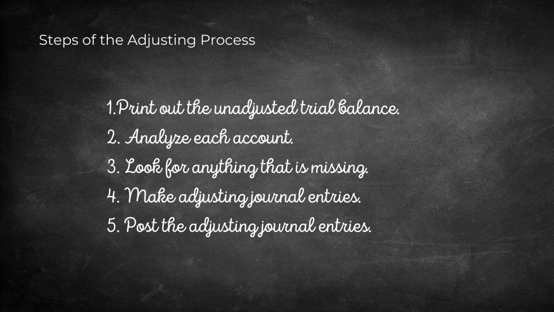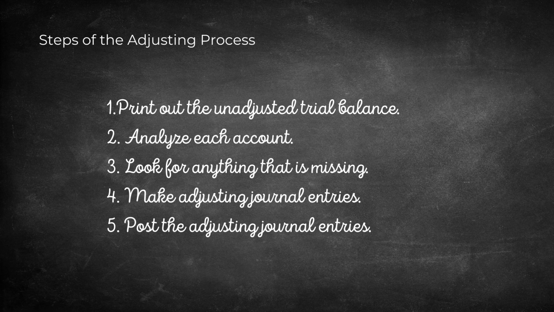Step 1, which is print out the unadjusted trial balance. So here, the unadjusted trial balance comes right out of your bookkeeping system. Debits will equal credits. Well, unless something is terribly wrong with your system. However, you have no idea if everything is recorded correctly. This is actually where our accountants' brains really get to work. Then next is step 2.